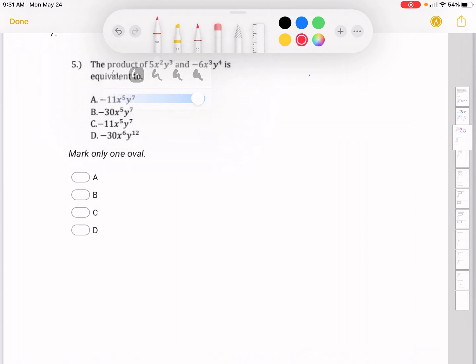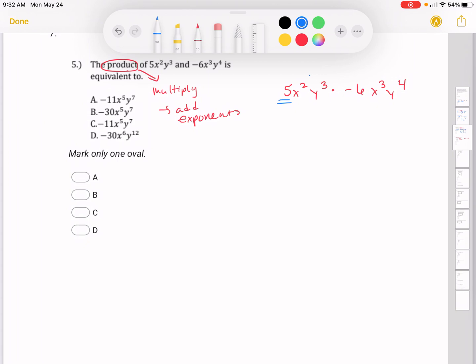Our next question is a law of exponents problem. Product means to multiply. And when you multiply, you add exponents. So I'm going to write this as 5x squared y cubed times negative 6x cubed y to the 4th. And I'm going to multiply my big numbers. So 5 times negative 6 is going to be a negative 30. Then I have x squared times x cubed. Remember, you add the exponents, so that's going to be x to the 5th. And then for y, we have y cubed times y to the 4th. If you add 3 plus 4, that gives you y to the 7th.